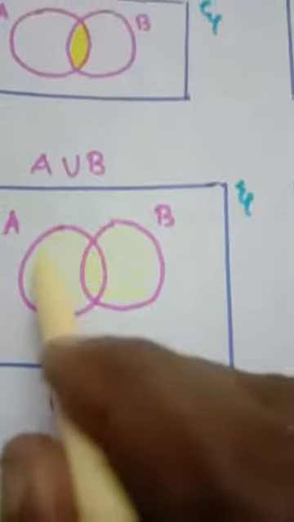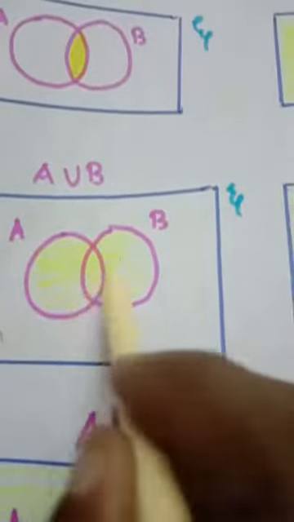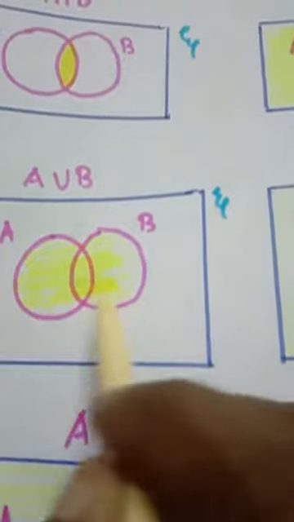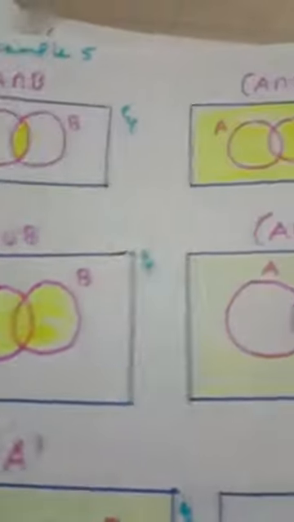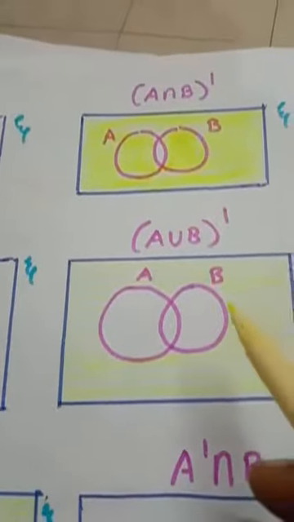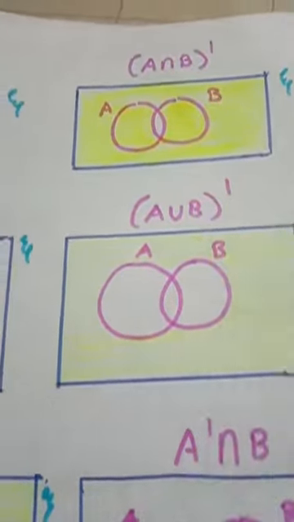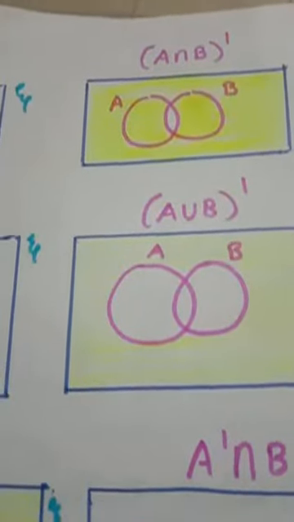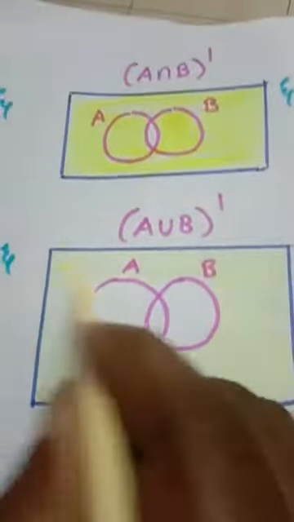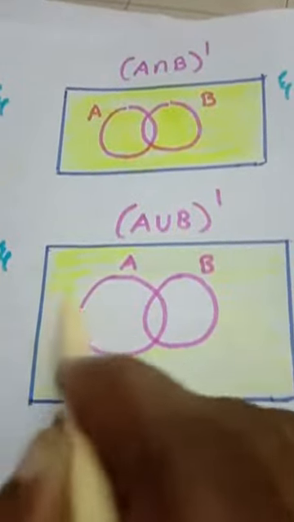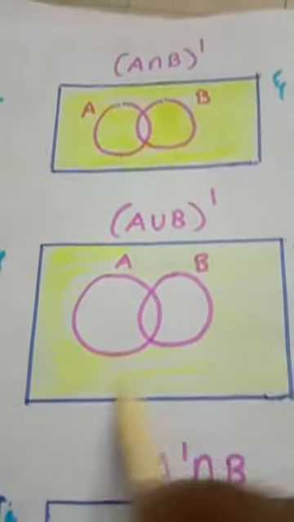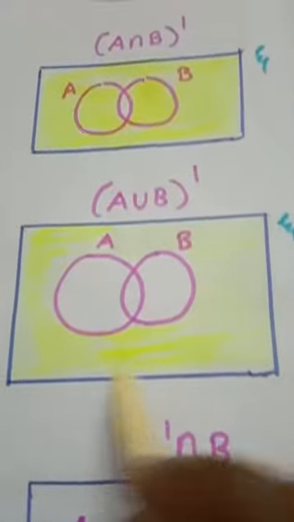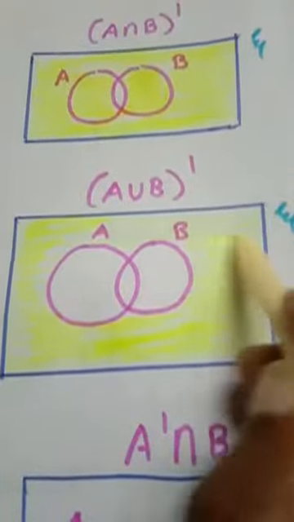Next one, A union B. What do you mean by A union B? Both A and B. So we can mark this way. Okay. Next, A union B complement means what? A union B complement means not in A union B. Complement means not in that. So it is only in the universal set. So don't mark A and B. All other portions.